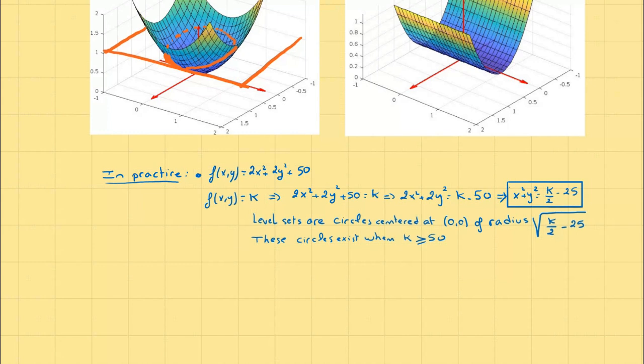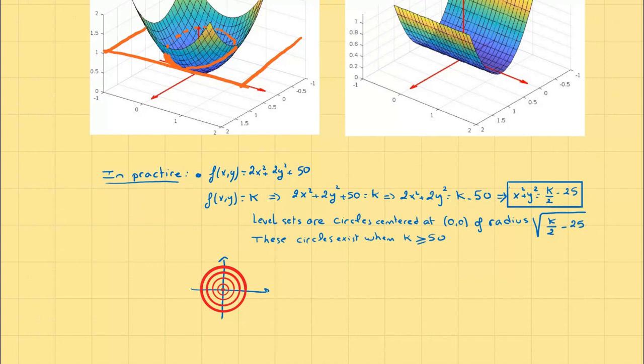So I will represent these circles in R2. I take the coordinate system in R2, and then I put circles of very small radius, 0, then greater, greater, and so on. These circles are obtained by varying k. For k equals 50, I have the smallest one, which has radius 0. For k equal to anything greater than 50, I start having circles of positive radius. So k should be greater than 50, otherwise the square root of k/2 minus 25 will not exist.